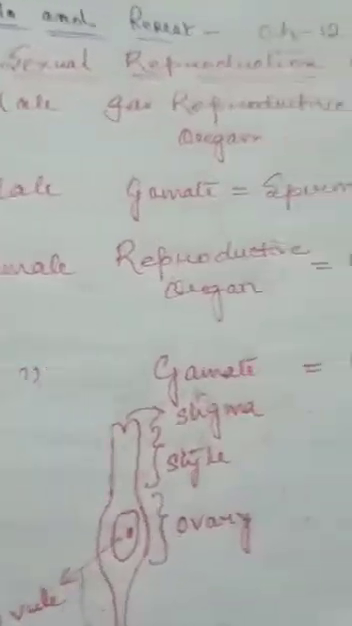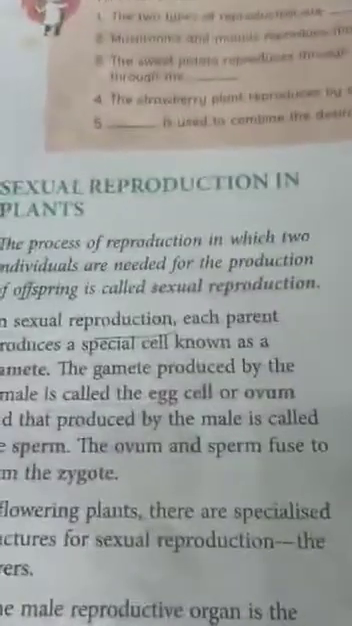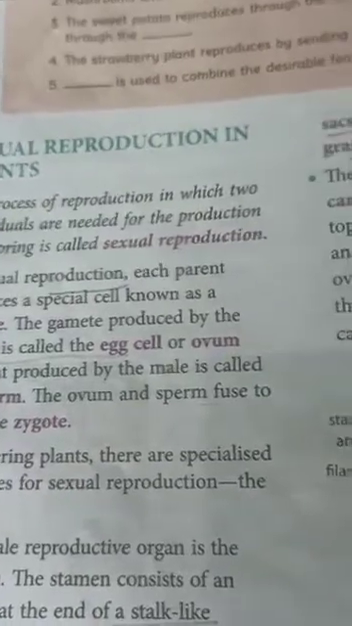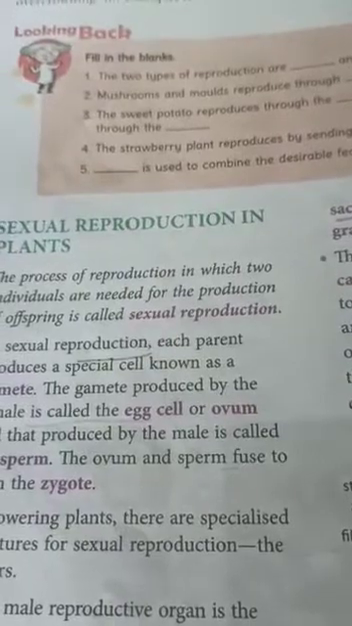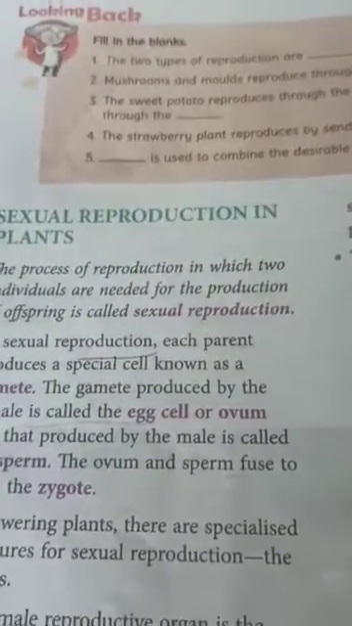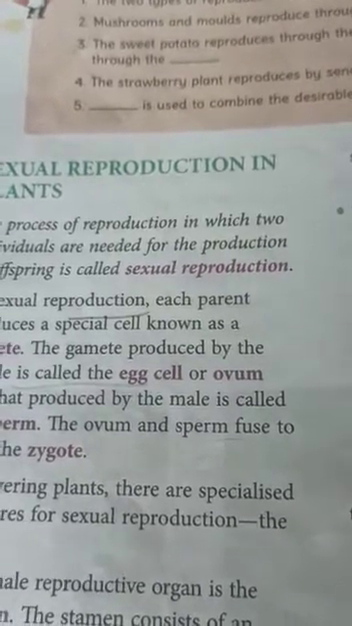Now reproduction is the process by which new organisms or new offsprings are produced from their parents. Reproduction is of two types. One is asexual reproduction and another one is sexual reproduction. In asexual reproduction, only one parent gives rise to an offspring. And in sexual reproduction, two individuals are required for the production of the offspring.